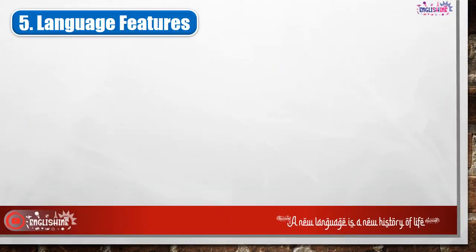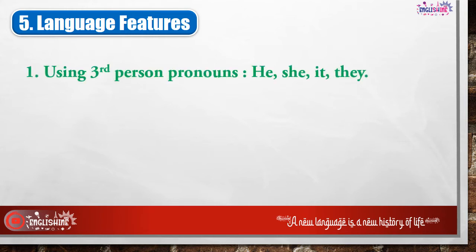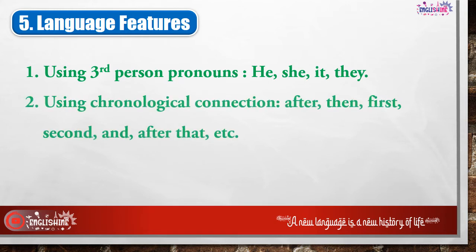Then, do you know the language features of the historical recount text? Okay, here are the language features of the historical recount text. First, using third-person pronouns. For example, he, she, it, and they. Second, using chronological connection. For example, after, then, first, second, and after that, etc.